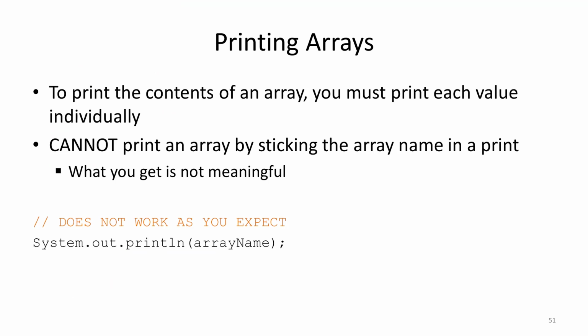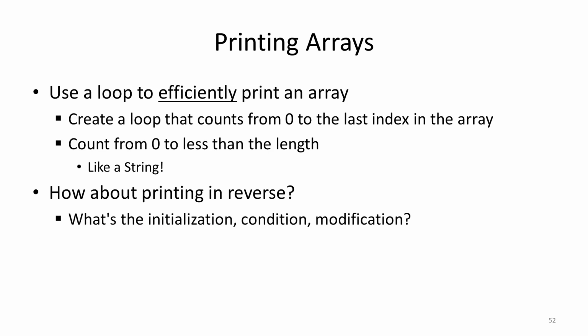To print the contents of an array, you must print each value individually. As we saw, you cannot print an array by sticking the array name in a print instruction. You will get something, but that something is not meaningful. So what we need to do is use a loop to efficiently print an array. Printing each value in the array may be feasible if there are only a handful of values. But what if the array contains 20 or 50 or even 100 elements? It is better to use a loop.